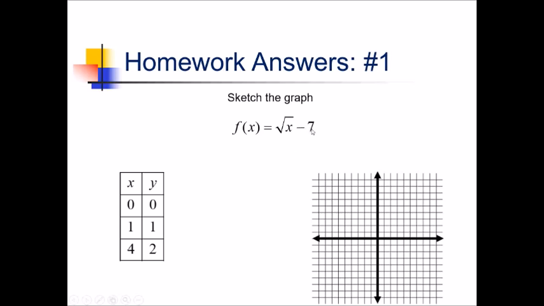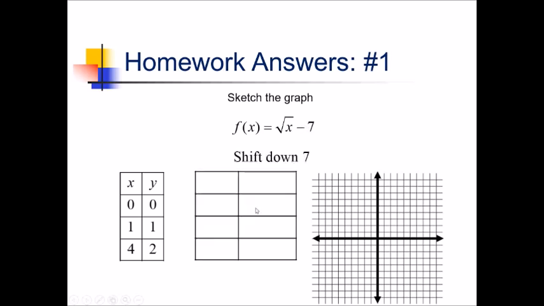This minus 7 is just shifting the whole graph down by 7 because it's outside, so it's a y value, and it's what you expect. So down 7. When I rewrite my table of values, the x's aren't going to change at all. All it's going to change is I'm subtracting 7 from my y values. So I'll just rewrite all the x's: 0, 1, and 4. Now for the y values, let's subtract 7. 0 minus 7 is negative 7. 1 minus 7 is negative 6. And 2 minus 7 gives us negative 5.